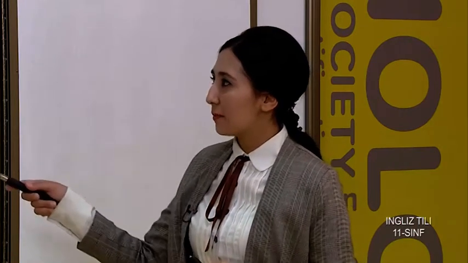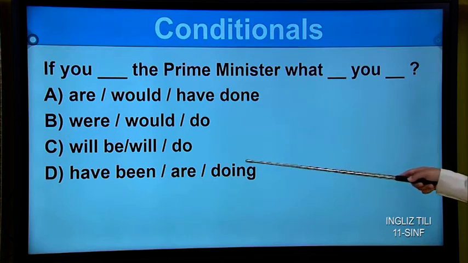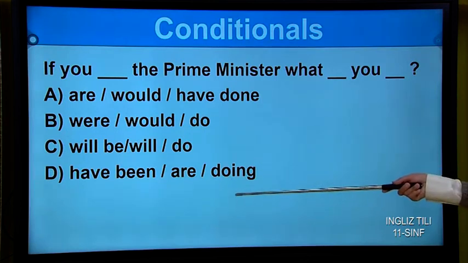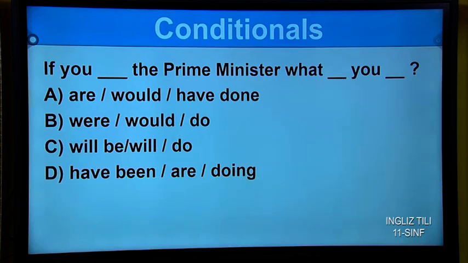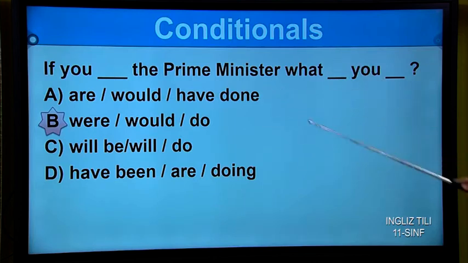So, it is the action in the past and it means he couldn't translate the text. The next, if gap, the Prime Minister what, gap, you, again gap. Here, pay attention, it is impossible. Action was impossible result. You cannot be Prime Minister just now. What conditional is it? It is second conditional with impossible situations with impossible result. Present tense. So, options are would have done, were, would do, will be, will do, or have been or doing. The true answer is B. If you were the Prime Minister, what would you do?